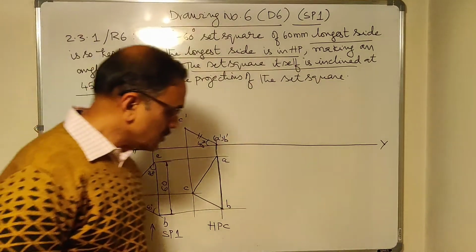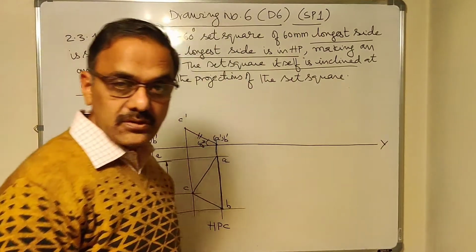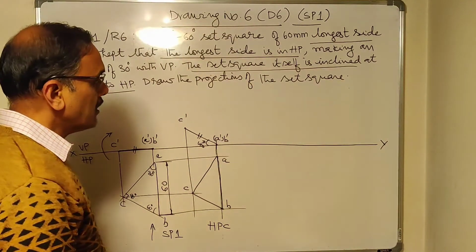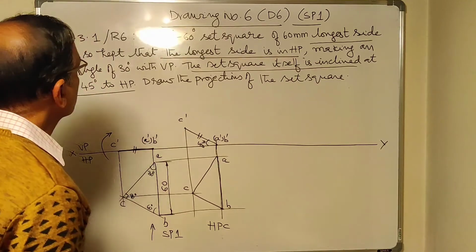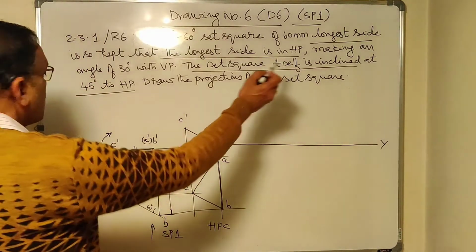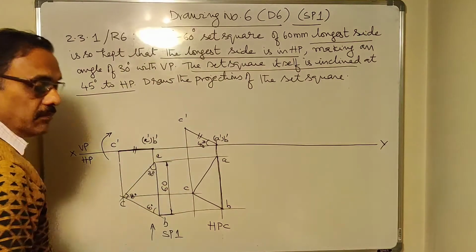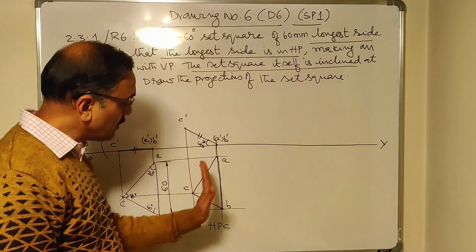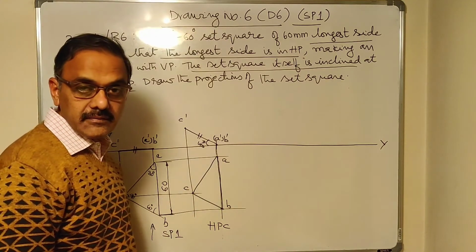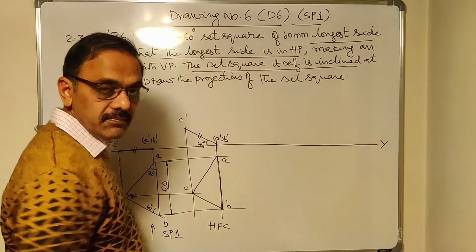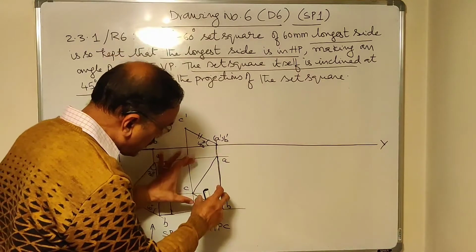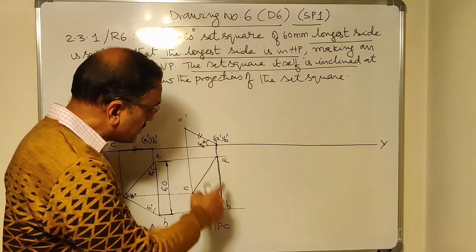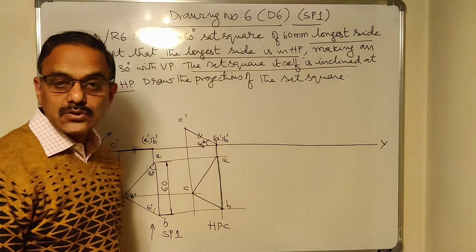Done. So you have satisfied the HP condition. You got this view. Now you are left with VPC, vertical plane condition. What is VPC? The longest edge is inclined at 30 degrees to VP. This is the longest edge. Right now it is perpendicular to VP. So when you move to the next step, you must draw the same triangle, whatever you have here in the third step, with AB inclined at 30 degrees to XY.